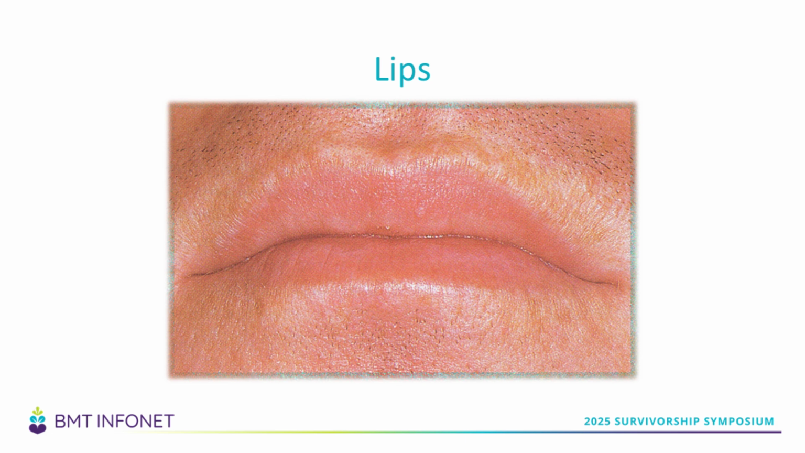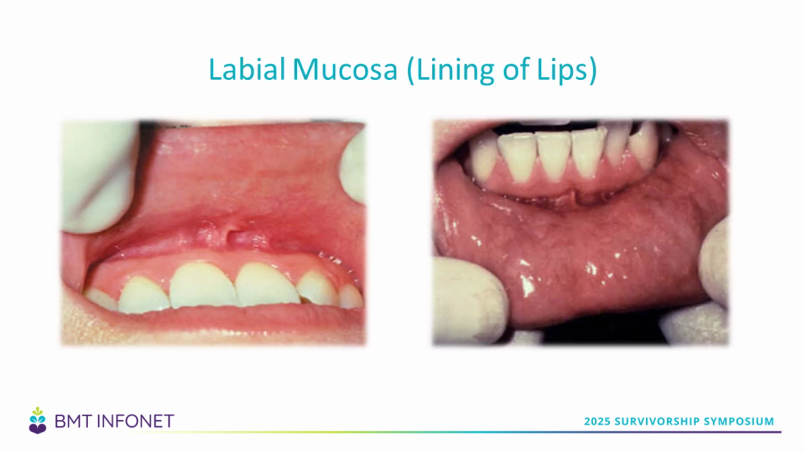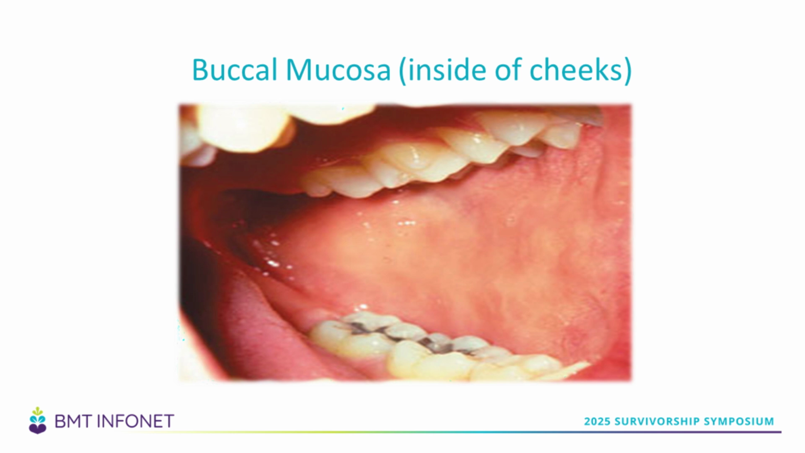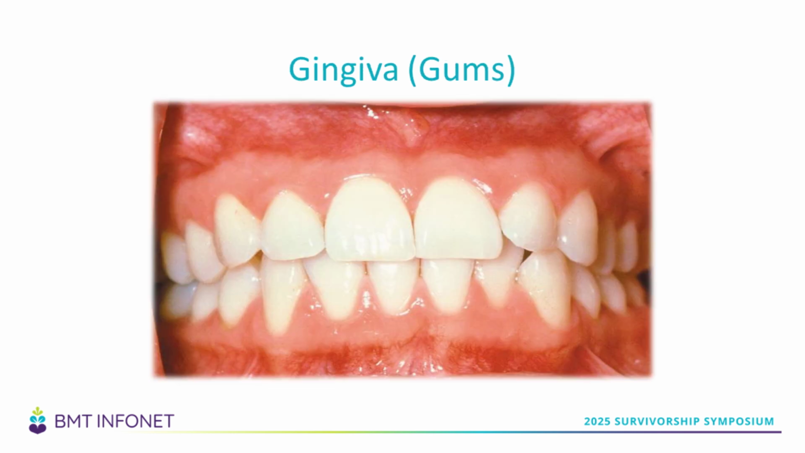We start with the lips. And the theme for all of this is that there is a consistency in color and in texture of the structure. So lips are smooth, are pink, and have that consistency of color and texture. Same with the labial mucosa, which is basically the lining of the lips. And you can see in these pictures, we evert the lips to be able to look at them. The insides of the cheeks, or what we call the buccal mucosa. And again, we're looking for pink, healthy, consistent looking smooth tissue.